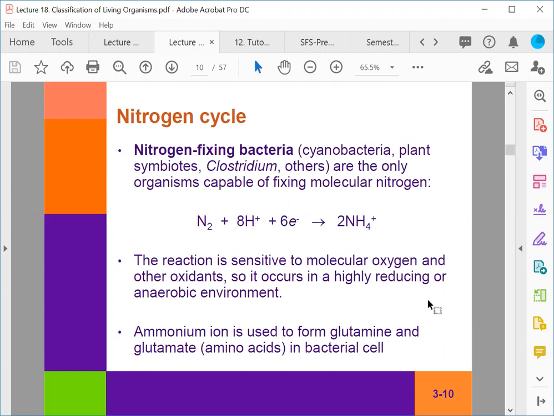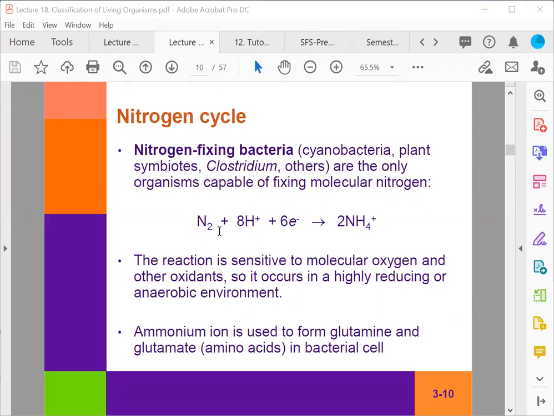Do legumes contain, sorry, I've got a question. Yes, absolutely. Legumes contain plant symbiotic bacteria. Absolutely. And that's why they're very commonly used in crop rotation for that important nitrogen fixing process to occur.